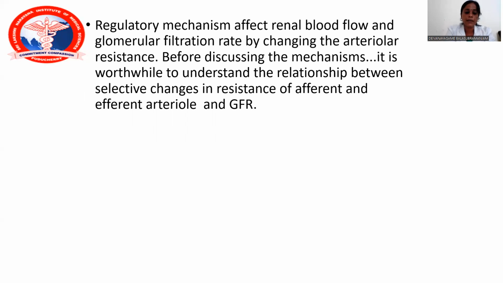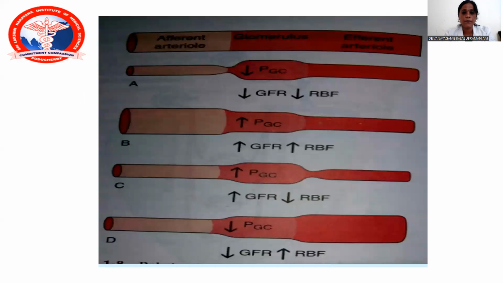So what is the auto-regulatory mechanism? The regulatory mechanisms affect the renal blood flow and glomerular filtration rate by changing the arteriolar resistance. So before discussing the mechanism, it is worthwhile to understand the relationship between the selective changes in resistance of afferent and efferent arterioles and the GFR. I told you before the factors which affect the GFR. Whenever there is constriction of the afferent arteriole, so you can see this is the afferent arteriole, this is the glomerulus, this is the efferent arteriole.